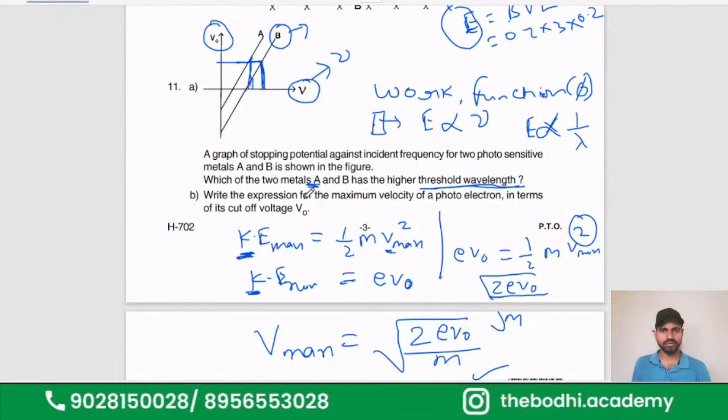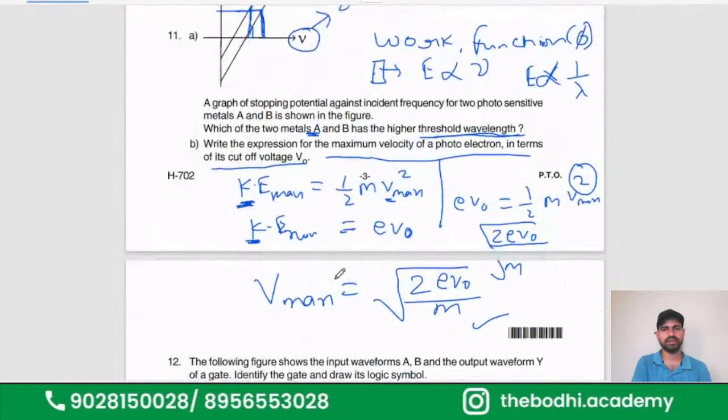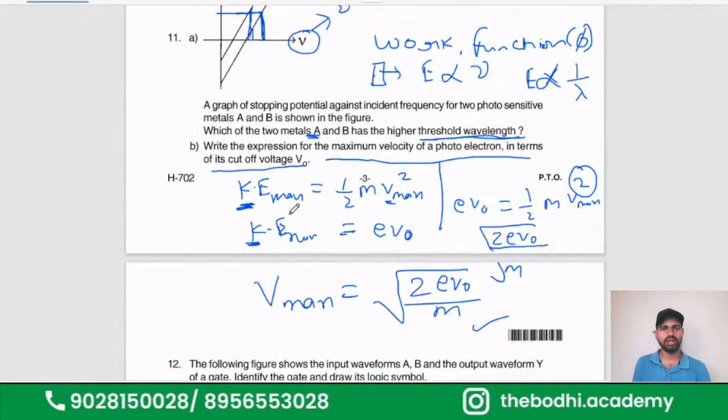Write the expression for the maximum velocity of a photoelectron in terms of its cutoff voltage V naught. We know that maximum kinetic energy is equal to half mv square. From Einstein's equation, the energy, or you can say the work function, is given by E into V naught. So let's equate E into V naught, which is energy, equal to half mv square.